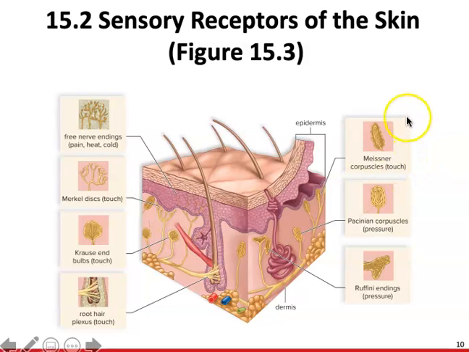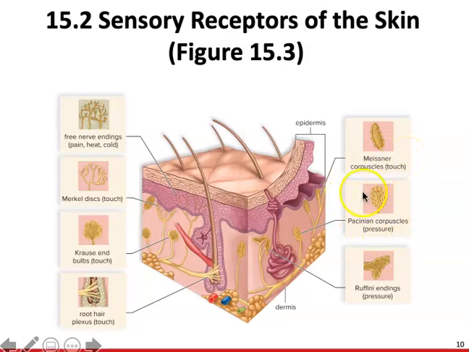Meissner corpuscles, on the other hand, these over here, are going to be for detecting pressure. Meissner's corpuscles are encapsulated nerve endings. They tell us where we have been touched, and they detect that more dense pressure.